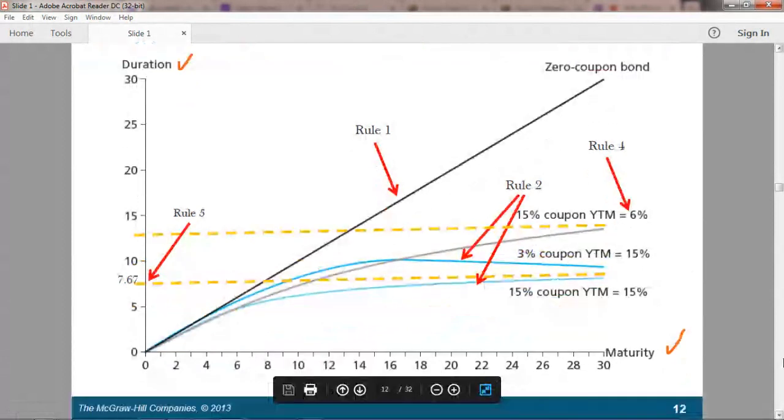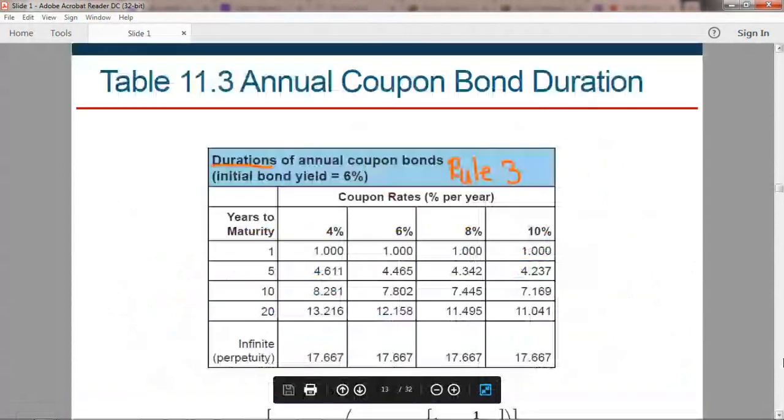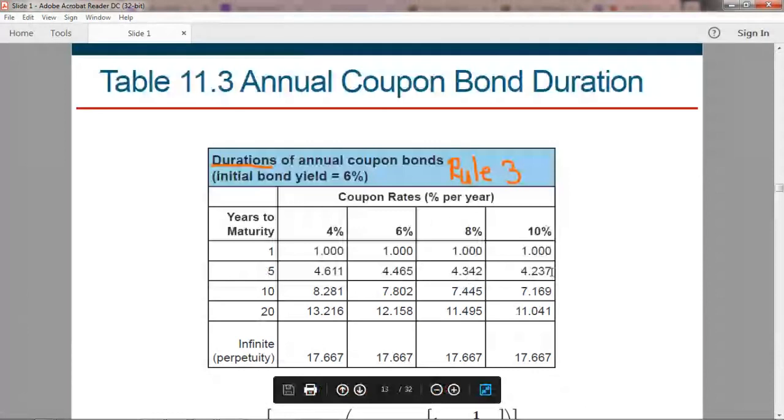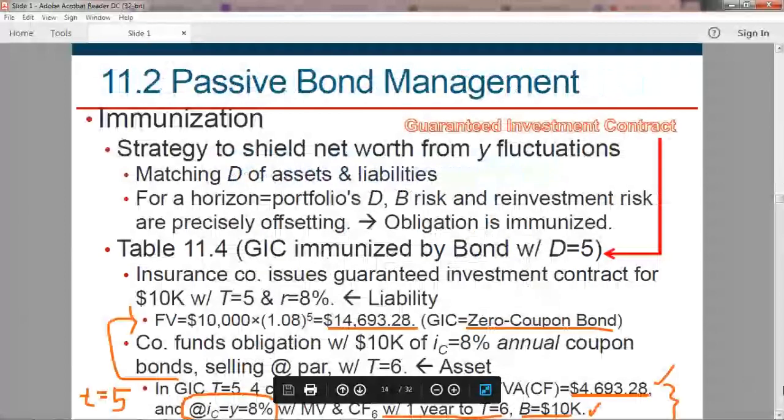And also, this captures well that as the coupon rate increases, for the same maturity, duration falls. Duration is low. And the duration of the perpetuity, I think I should have done this. I think it was in the summary.